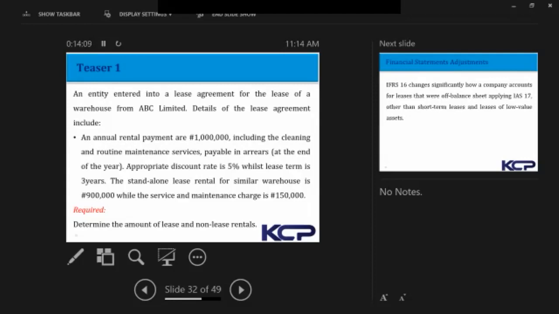The standalone lease rental for a similar warehouse is 900,000, while the service and maintenance charge is 150,000. You are required to determine the amount of lease and the non-lease rentals. We are required to determine the lease and non-lease rentals.